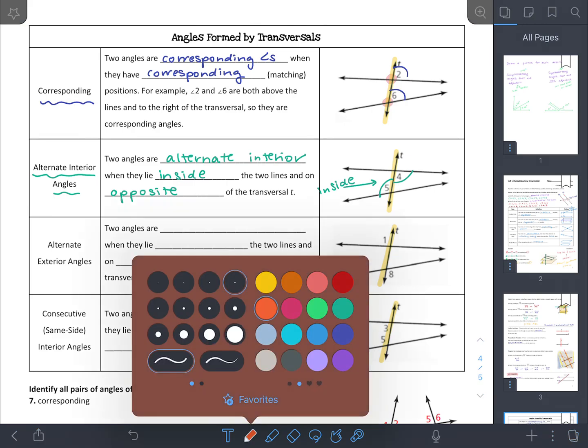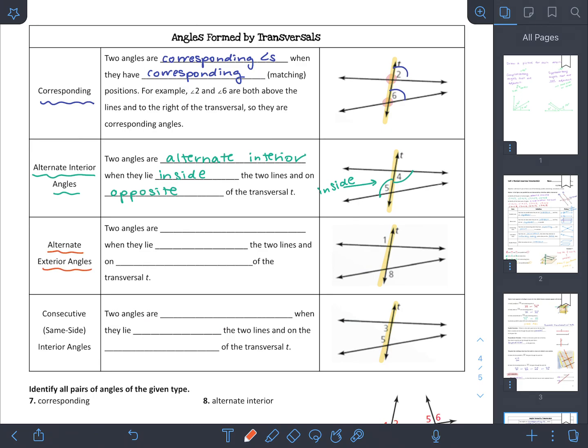Then we have alternate exterior angles. Two angles are alternate exterior when they lie outside the two lines and on opposite sides of the transversal. So now we have angles that are outside the two lines that were cut with the transversal, and they're still on alternate sides of that transversal. So they're outside and they're on alternate sides of the transversal.